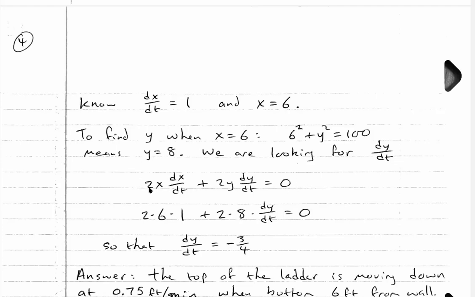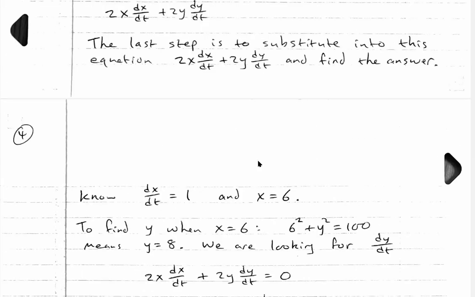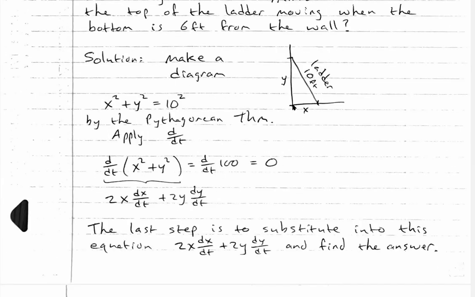Yeah, this is our equation. So x is 6, dx/dt is 1. We're looking for dy/dt. Some extra work to do here, though. So what is y? Yeah, we have to go back to the Pythagorean theorem. So if x is 6, the hypotenuse is 10, and we want to figure out y, so we have to go back to the original equation.